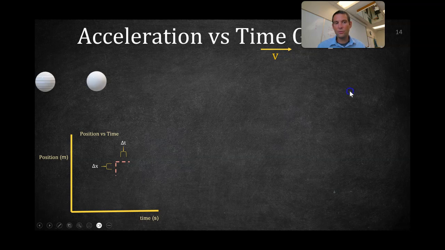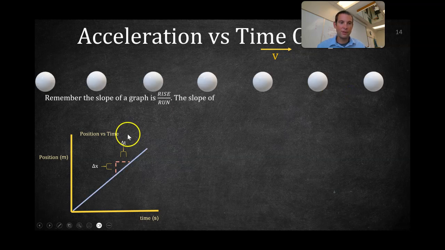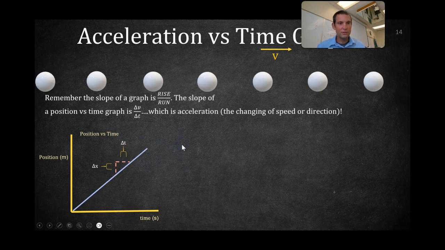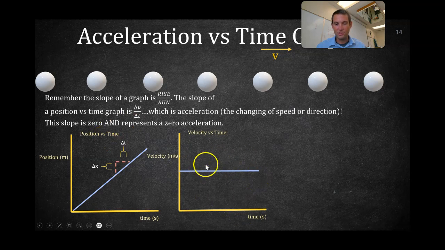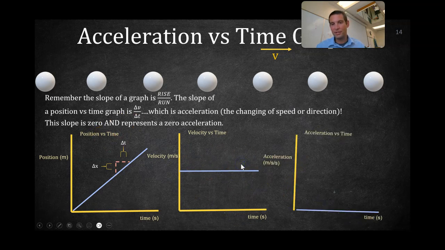We can go one step further and remember the slope is rise over run. So the slope of a velocity versus time graph is delta v over delta t, which is acceleration. Acceleration is the changing of speed or direction. This slope is 0 and represents 0 acceleration.